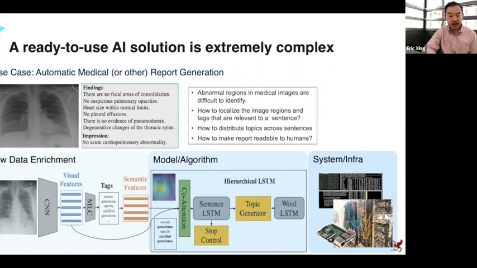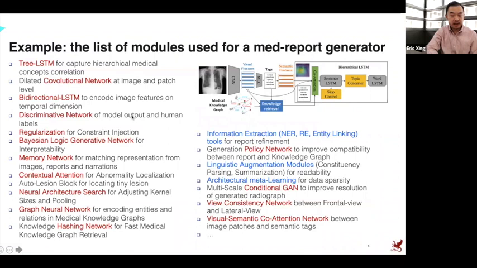And then this system can be very, very complex and involve multiple models and multiple algorithmic solutions, all the way down to building the correct system implementations to run them efficiently. And you can imagine such a problem can become very complex. And here I'm just showing you a page where I summarized all the algorithmic and model building blocks that were employed in building such a robot radiologist system.